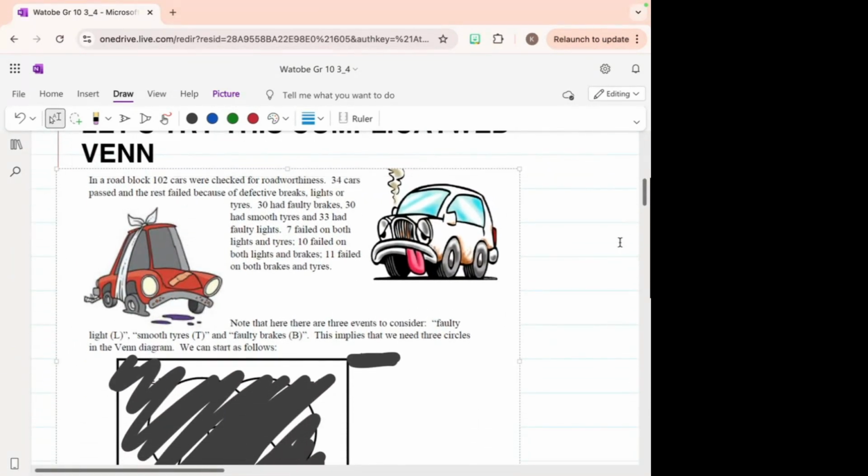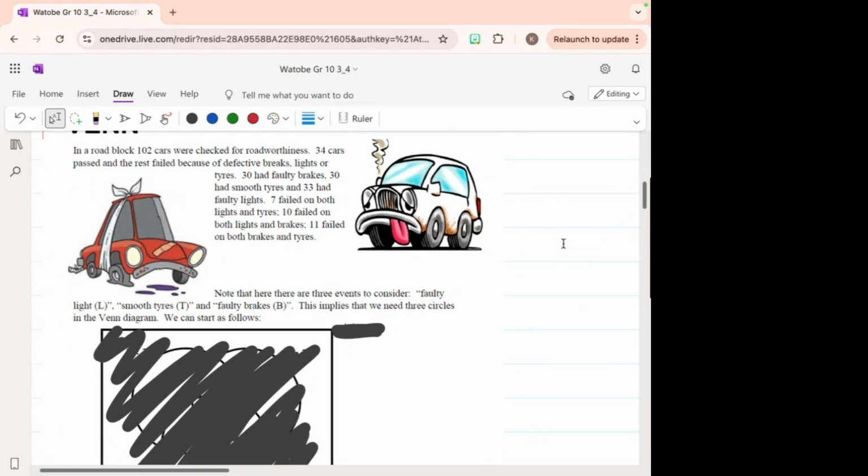Okay. So in a roadblock, 102 cars were checked for roadworthiness. So already, if it was me, and I'm sure Teacher Coco also told you this, I would take my highlighter out and highlight some important information that I need here. So in a roadblock, 102 cars were checked for roadworthiness. 34 cars passed and the rest failed. Okay, so 34 cars passed. Another important piece of information. And the rest failed because of defective brakes, lights, or tires.